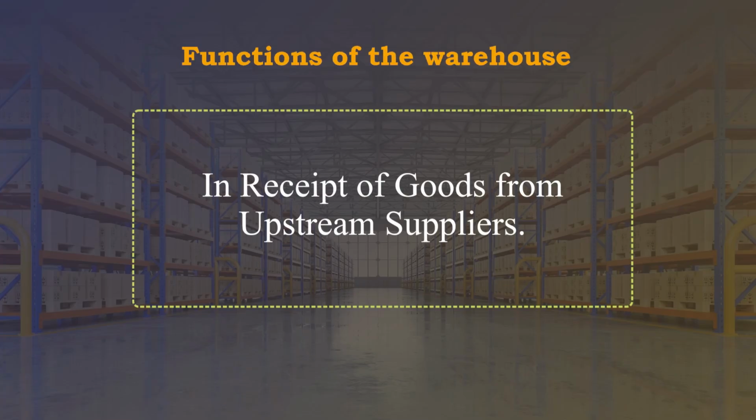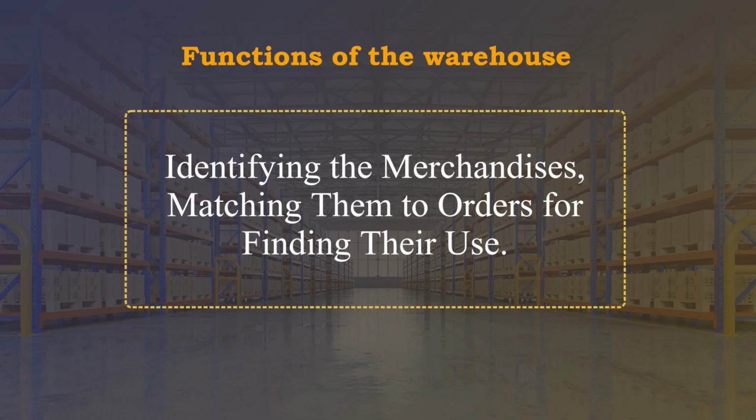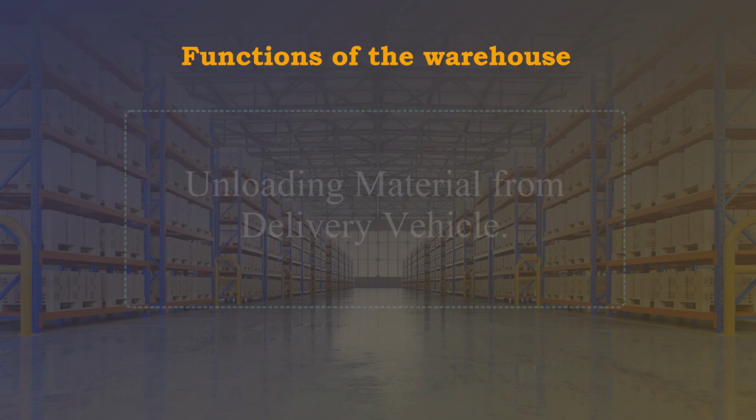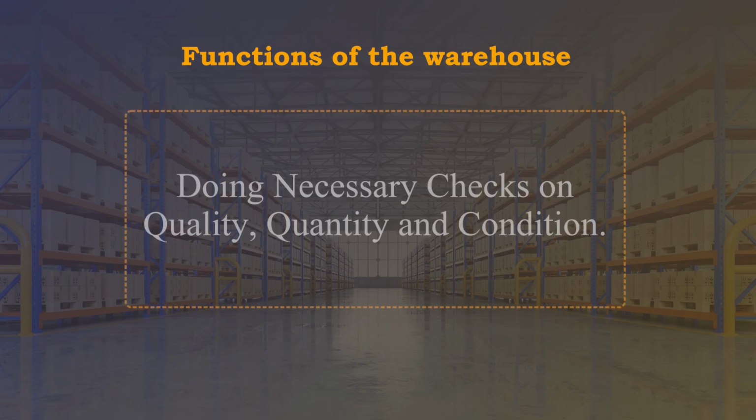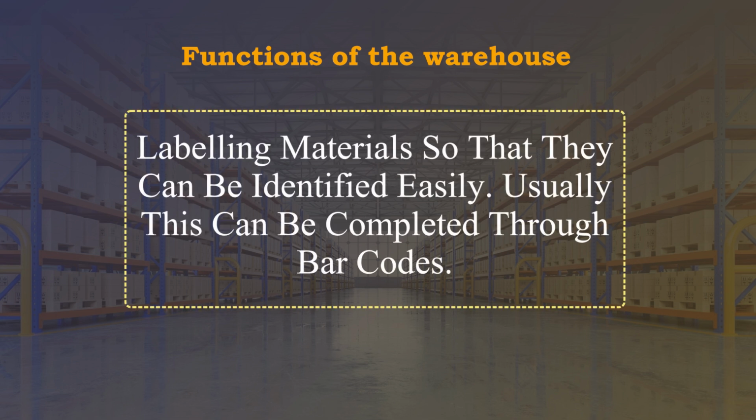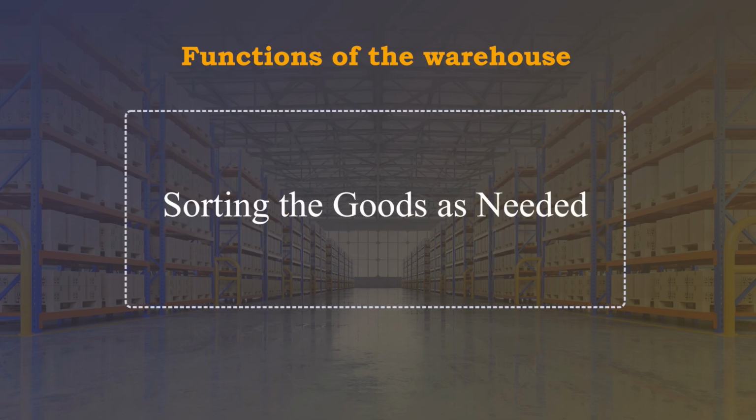First, receipt of goods from upstream suppliers. Second, identifying the merchandise, matching them to orders for finding their use. Third, unloading material from delivery vehicle. Fourth, doing necessary checks on quality, quantity and condition. Fifth, labeling materials so that they can be identified easily. Usually, this can be completed through barcodes. Sixth, sorting the goods as needed.